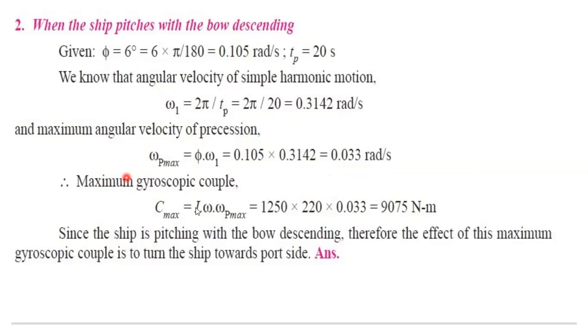Maximum gyroscopic couple is the same formula, just write maximum, and here also we'll be having the maximum angular velocity of precession. So just substitute all the values and we will be getting the answer in terms of Newton meter.